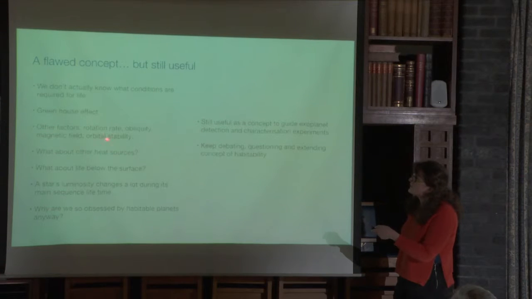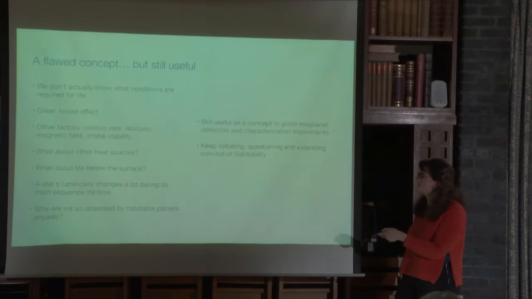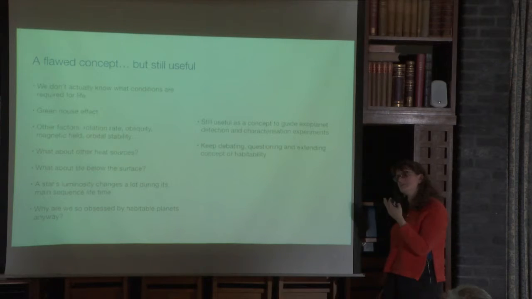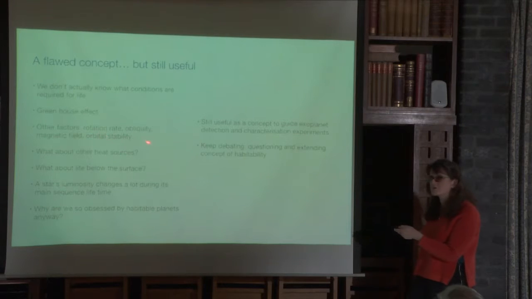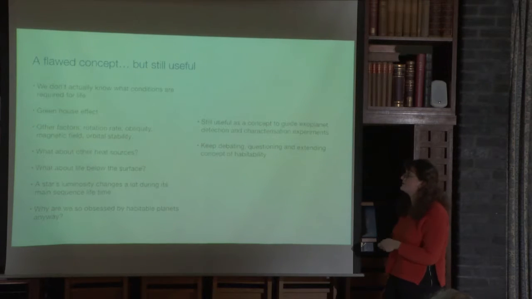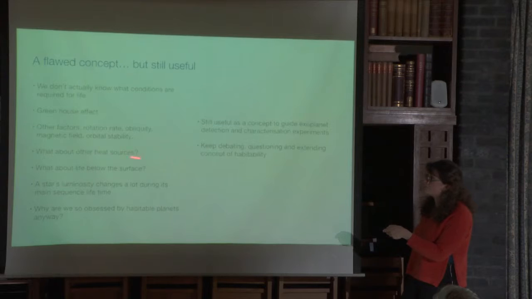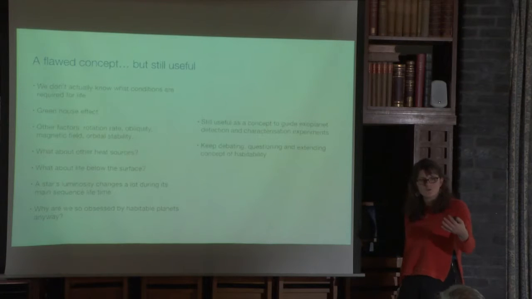There are many other factors which will affect the climate, such as rotation rate and obliquity. The magnetic field of the planet will affect its ability to retain its atmosphere and to protect whatever is on the surface from damaging radiation. And the orbital stability of the planet is also a very important one. So if you have, for example, important oscillations in eccentricity, then you will potentially destabilize the climate. And if you have planets interacting with each other in certain ways, it might favor or disfavor the orbital stability of the system. I haven't touched at all upon the possibility of there being other heat sources that might, for example, make a planet that would otherwise be too cold habitable.